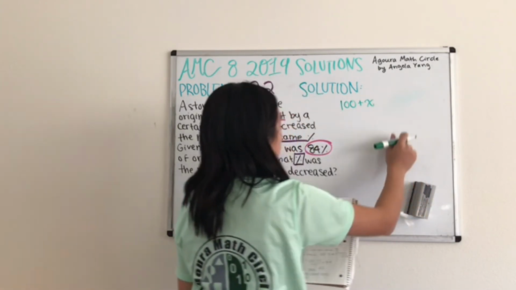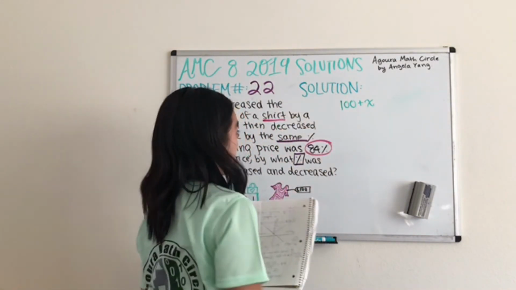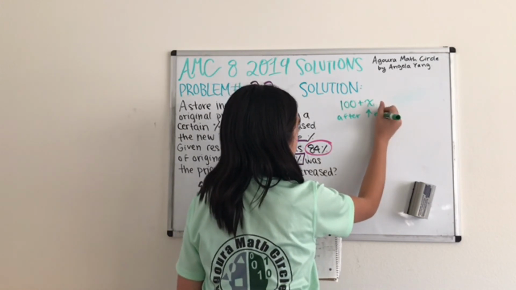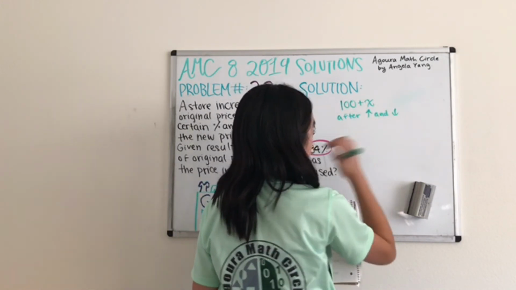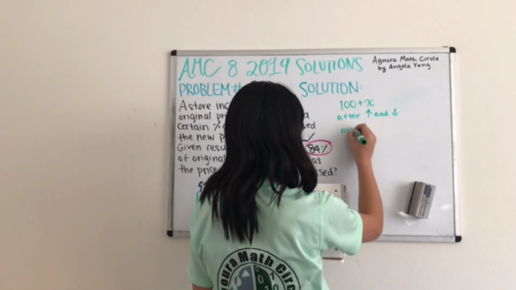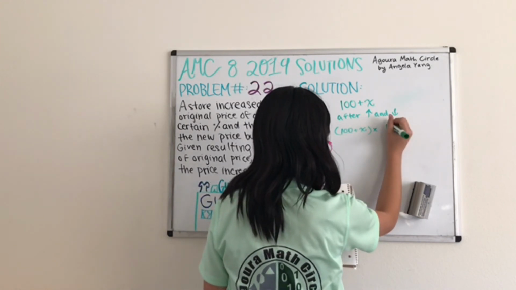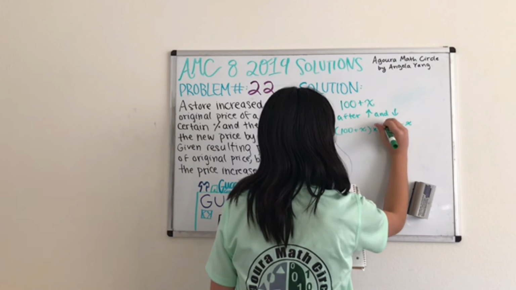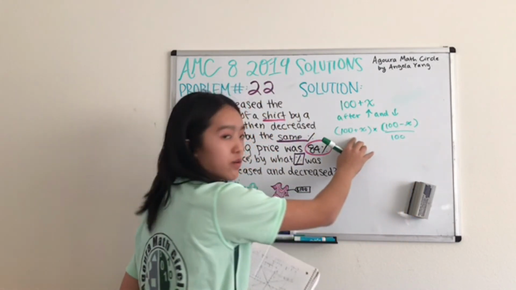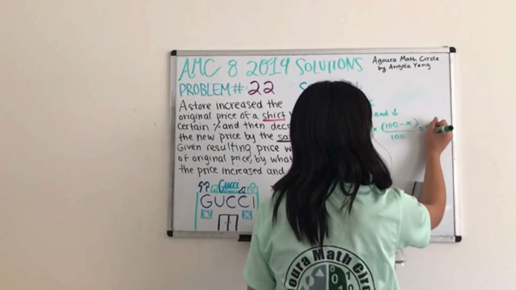Yeah, I think so. But then we need to find the new price after the increase and the decrease. So after increase and decrease. So after the price goes up and down, then it would be 100 plus X, this is your higher price, times 100 minus X over 100, because you're finding the percentage of the original price using the X, equals to 84.